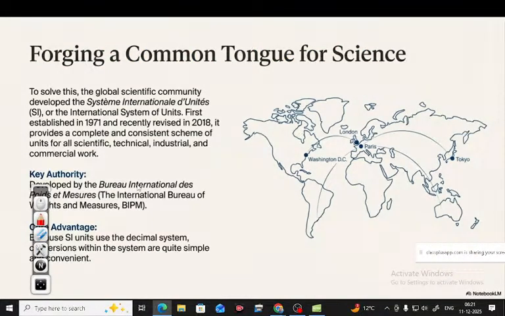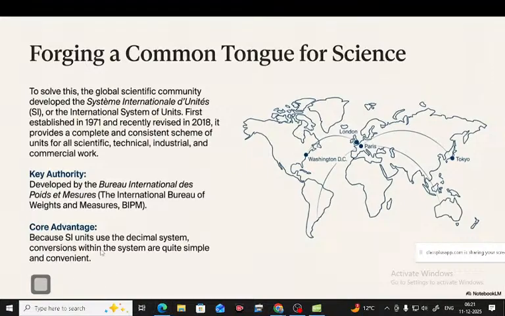Forging a common tongue for science. To solve this, the global scientific community developed the system of international units, SI, or the International System of Units. First established in 1971 and recently revised in 2018, it provides a complete and consistent scheme of units for all scientific, technical, industrial, and commercial work. Key authority: developed by the Bureau International des Poids et Mesures, the International Bureau of Weights and Measures, BIPM.